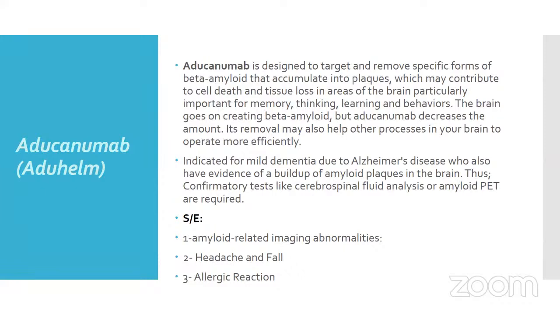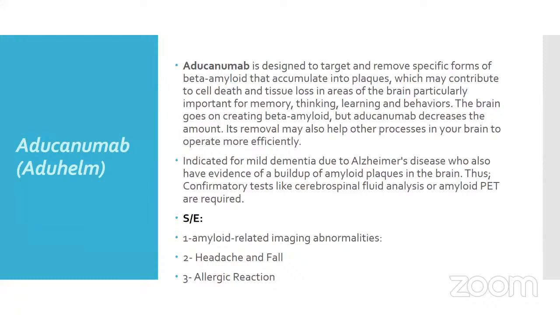So the first one, aducanumab, is designed to target, let's keep in our mind that all of them, since they are ending by MAB, they are monoclonal antibodies. And all of them are targeting the beta amyloid. So all of them have a common mutual mechanism of action with just a few differences.